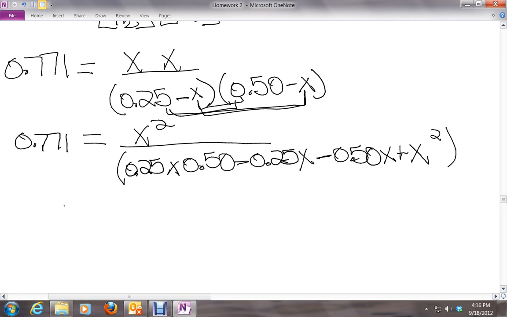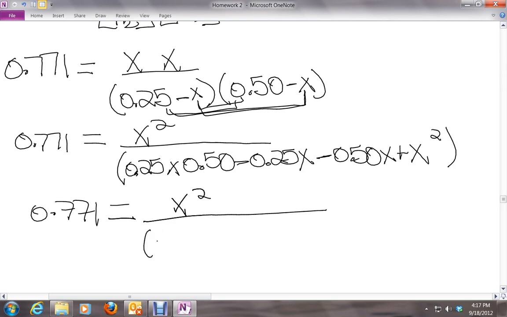So it would be 0.771 equals x squared divided by, if you do this, it's not done in steps. It's going to be 0.25 multiplied by 0.50, that's 0.125, right? Minus, this is negative and negative, right? So it's going to be minus 0.75x plus x squared.